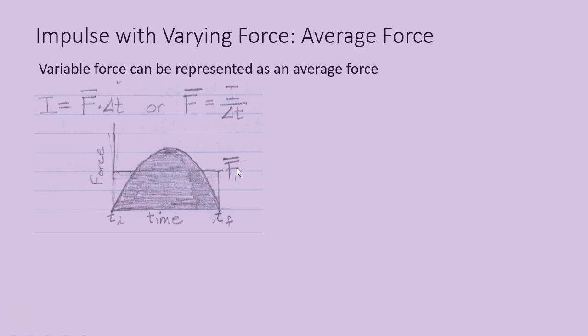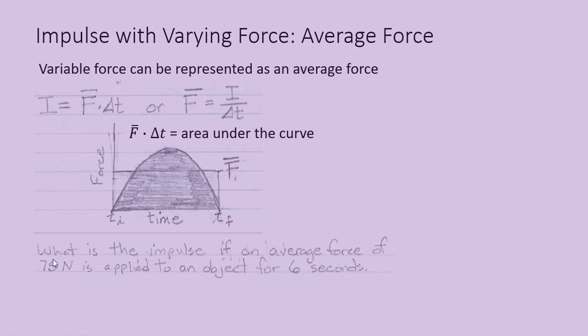If we know the average force, we can plot that versus time, and of course the average force is constant over this time period, so we're left with a rectangle. The area of this rectangle, as you can see, is equal to the area under the force versus time curve. Let's look at an example.